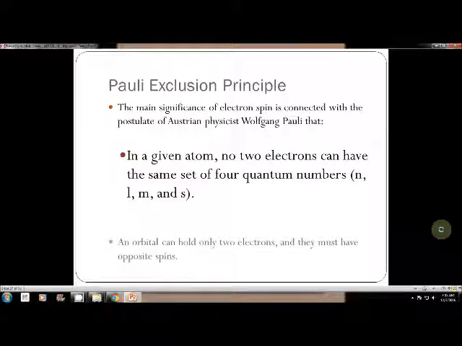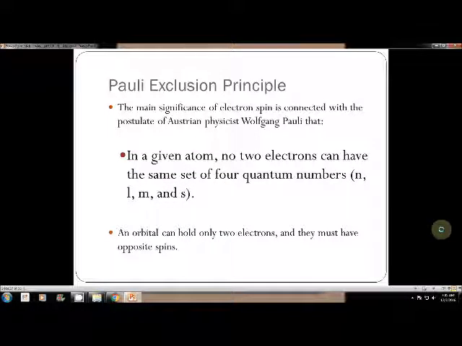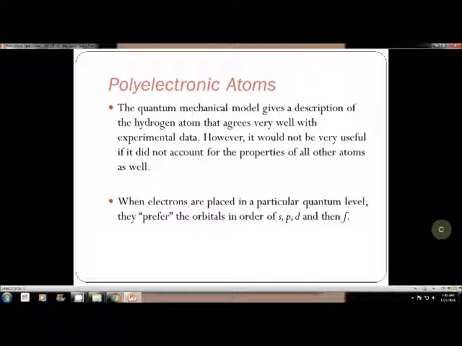The Pauli exclusion principle is the main significance of the electron spin, where Pauli came up with, in a given atom, no 2 electrons can have the same set of 4 quantum numbers: the n, the l, the m, and the s. So an orbital can only hold 2 electrons, and they must have opposite spins when that orbital is filled, which we will, in level 34, go over in an orbital diagram very quickly, just to show you how there's only 2 electrons that can fit in there.